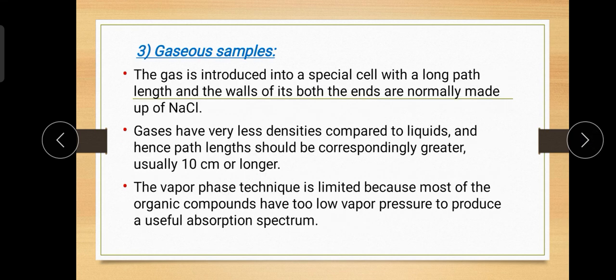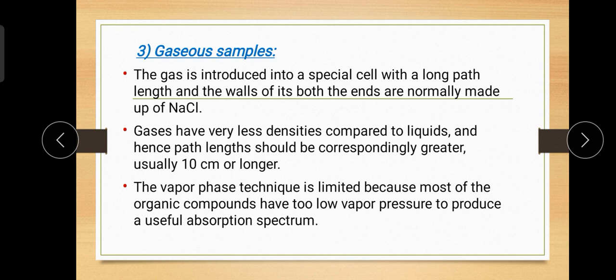Now the third sample is the gaseous sample. The gas is introduced into a special cell with a long path length, and the walls at both ends are normally made of NaCl. That means in a gas the intermolecular distance between particles is large, hence for gas samples we require a long path length, and therefore the gas is introduced into special cells having a long path length, with walls at both ends normally made from NaCl.